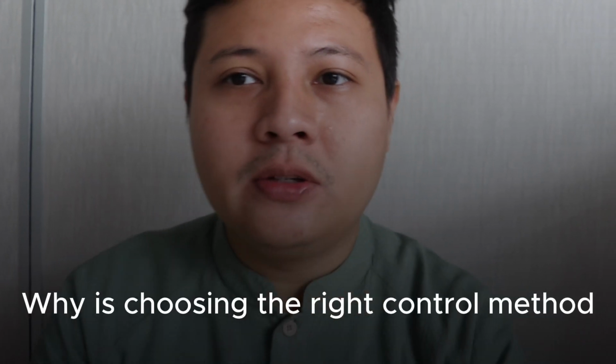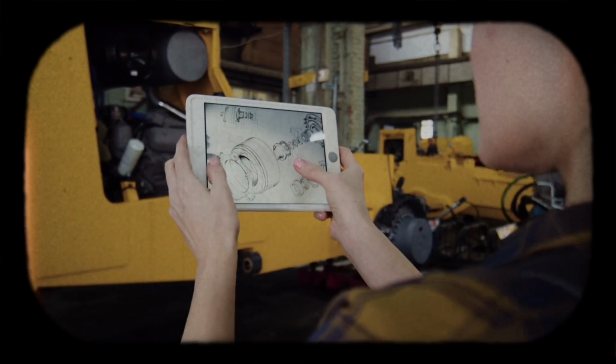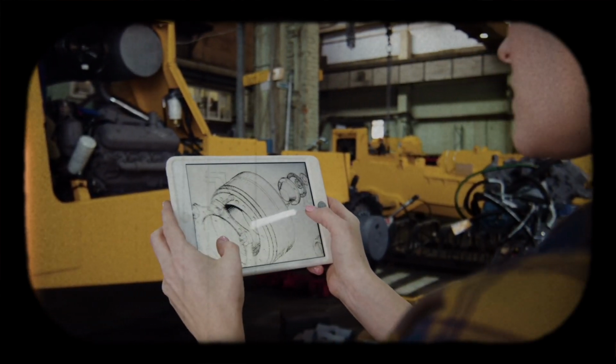Why is choosing the right control method so important? The control method defines how a robot interacts with the environment, moves, and performs tasks. The wrong choice can lead to inefficiency or ineffectiveness, and even system failure. So understanding the objectives, the characteristics of the system, and the constraints is the key.